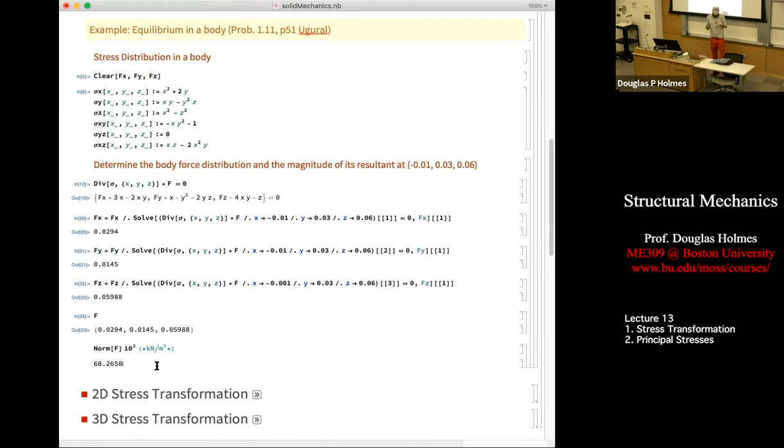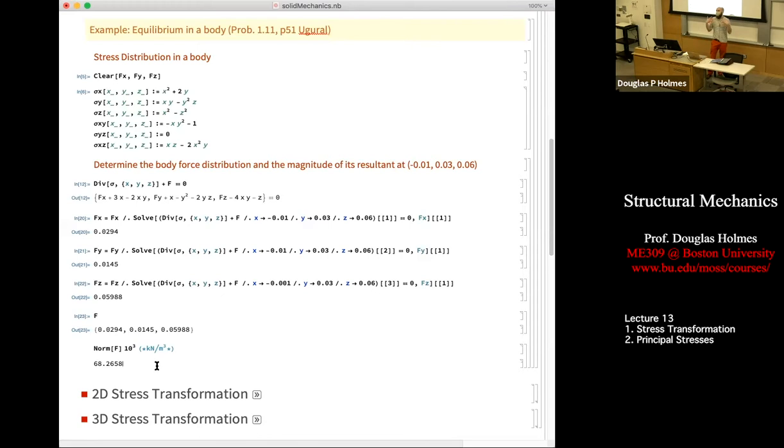So at that point, there's a body force with that magnitude, 68 kilonewtons per meter cubed. The point of this is not to give you some physical intuition for what these body forces mean, or how to interpret necessarily the stress functions that we chose. The point of this is to show you how to work with the equations of equilibrium.